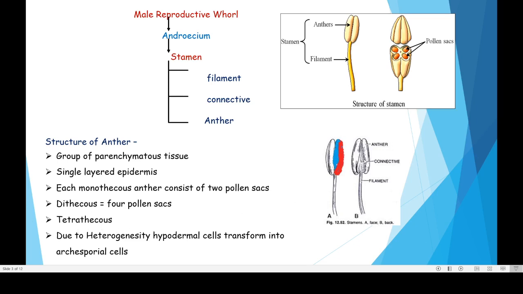This connective mainly possesses vascular tissues. These anther lobes show the presence of pollen sacs. You can see pollen sacs are shown over here, and in each anther lobe, or in each theca, you will find one pollen sac. So in all, as it is a tetrathecous structure, you will find 4 pollen sacs are present.